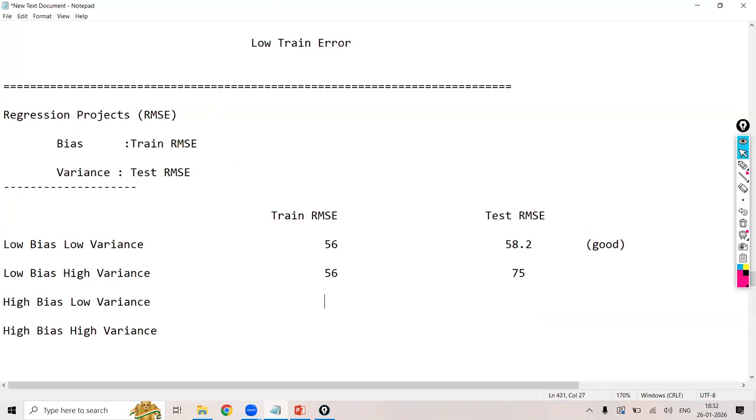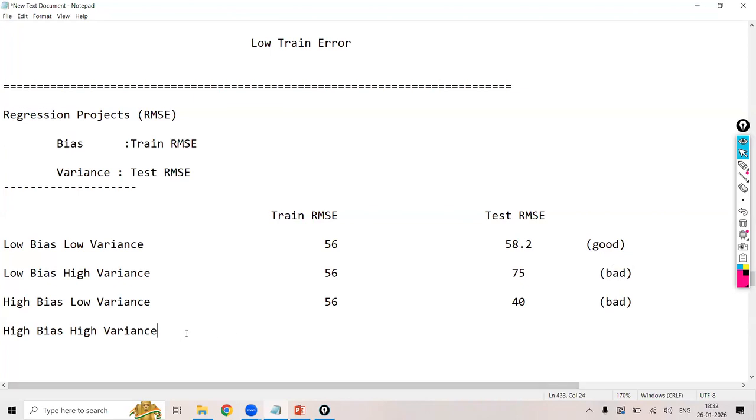Here you have 60. At the same time, here you have the same 56, but here you have 40. Then it is also called a bad model. This is called a bad model, and this is called a bad model, and this is also called a bad model.